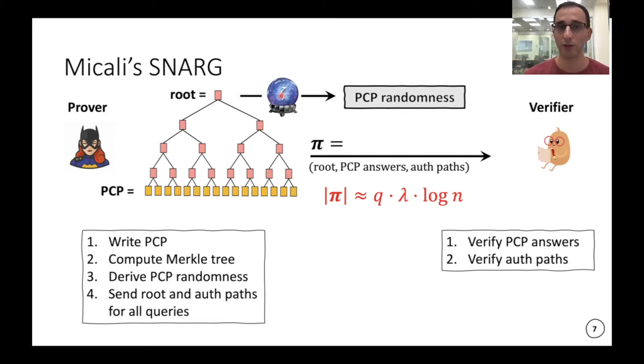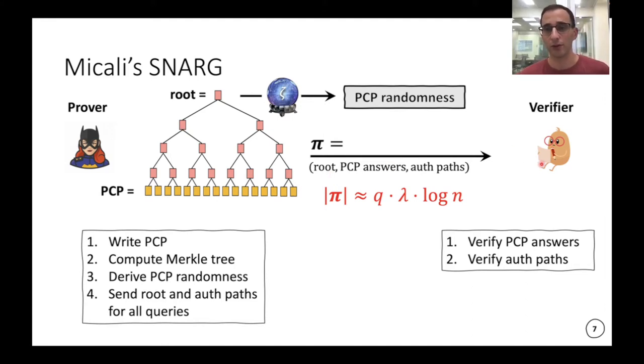He applies the random oracle to the root and uses the output of the random oracle to derive the PCP randomness. Once the prover has this PCP randomness, he knows the query locations that the verifier wants to see. The proof contains the root of the PCP, all the PCP answers that correspond to these locations, and for each answer, an authentication path that assures us that the PCP answer indeed corresponds to the PCP that underlies this root. So this is the part of the prover.